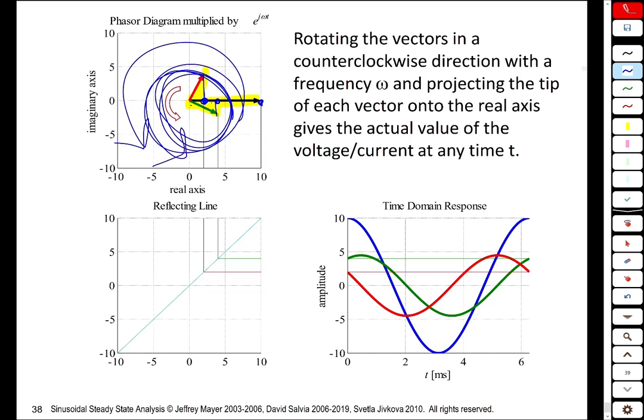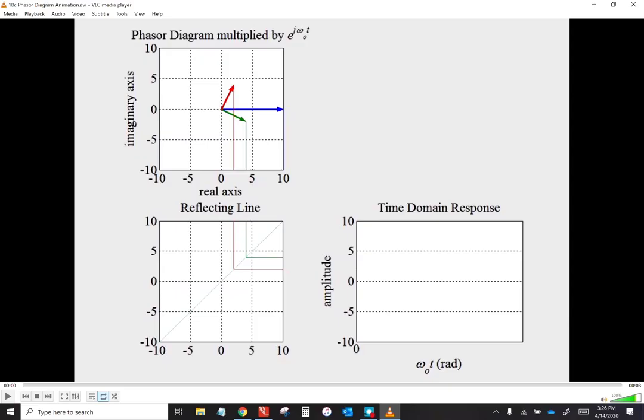And as you rotate this vector counterclockwise, the x-axis projection is going to go back and forth along the plane here. If you use a reflecting line, then you can take a certain value, bring it down to here and across to here, and that gives you the corresponding time domain expression. This is best illustrated with a live animation. So here we have our three vectors, red, blue, and green, on our complex plane, and we project it down over to this reflecting line and over.